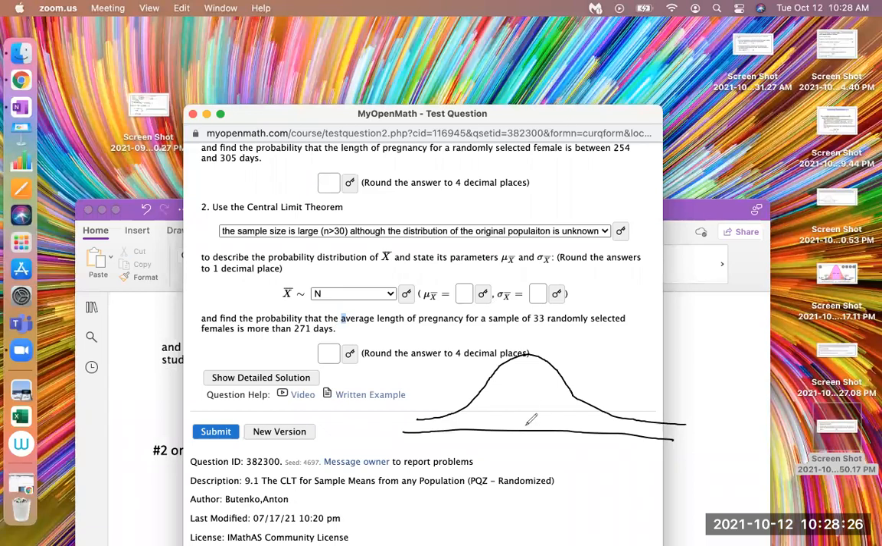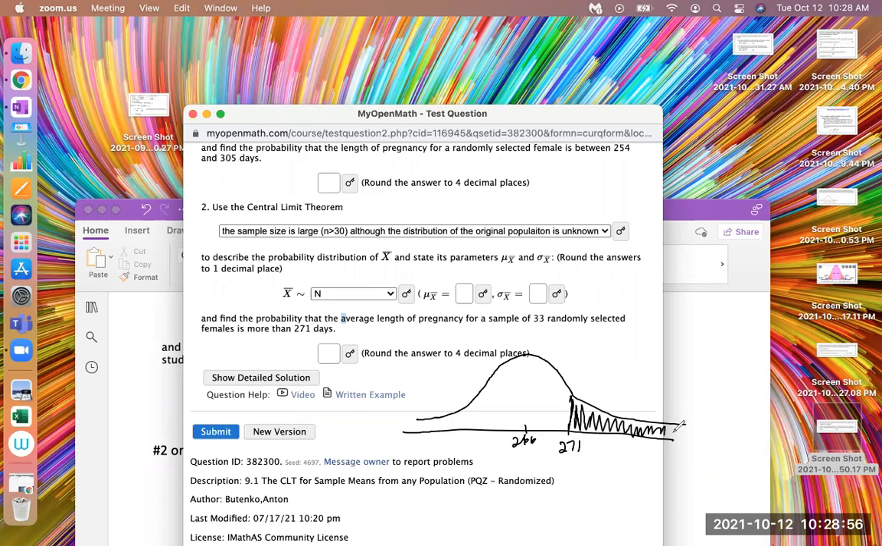Well, the mean here, the peak, is at 266. That helps me determine where the 271 would be located. I would draw in where one standard deviation is, halfway down this hill, but I'm just going to say it's somewhere to the right here. They said it's more than 271, so the numbers more than 271 are to the right.